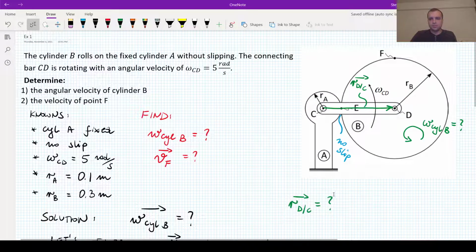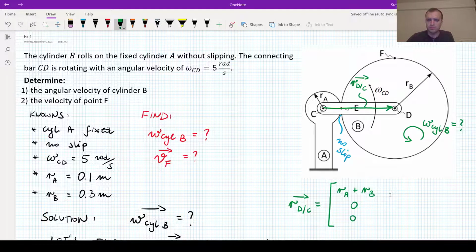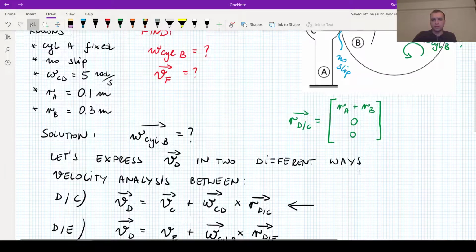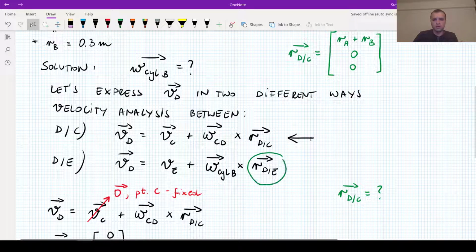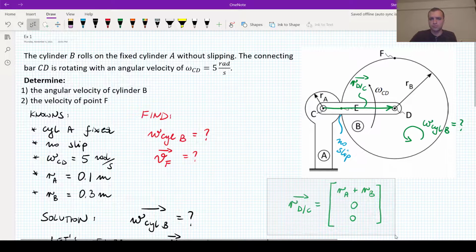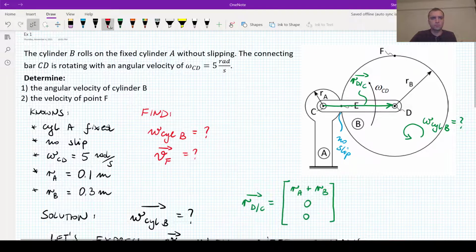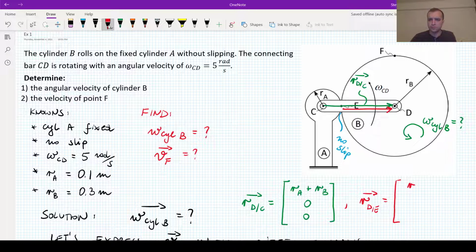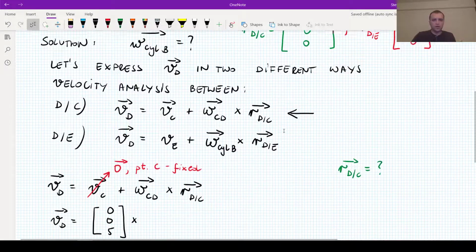So I think that its components will be the following. At this configuration, it will be RA plus RB, 0, 0. Okay, let's also find this vector, RDE. So our RDE will be here. It's connecting point E and point D. So RDE will be RB, 0, 0. Okay, let's plug in our vector here.